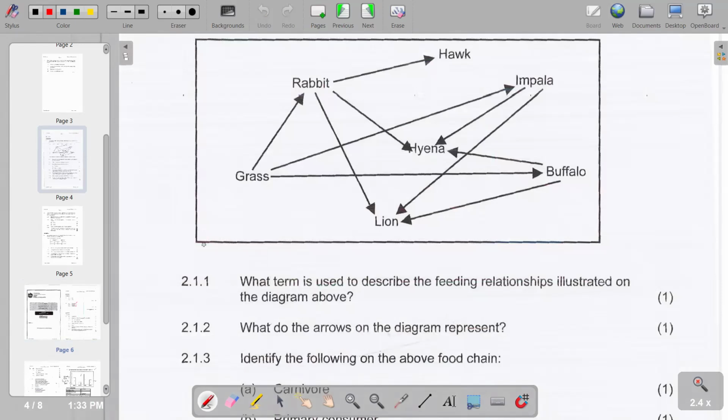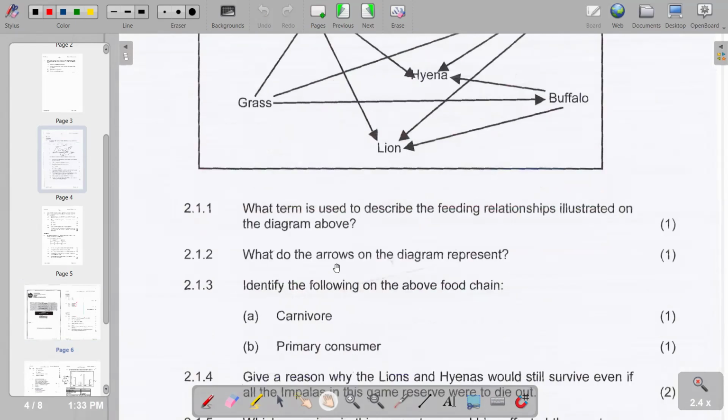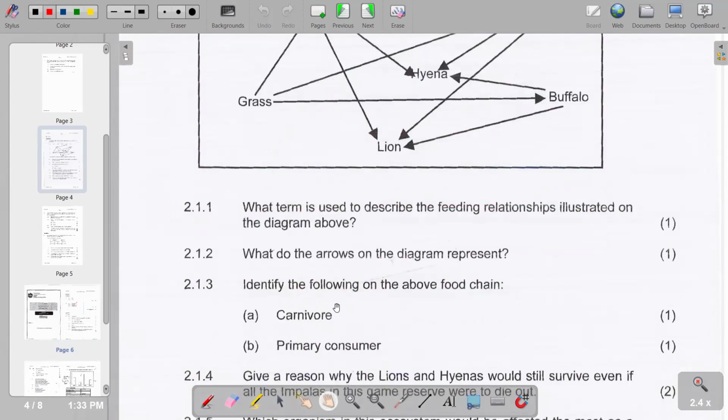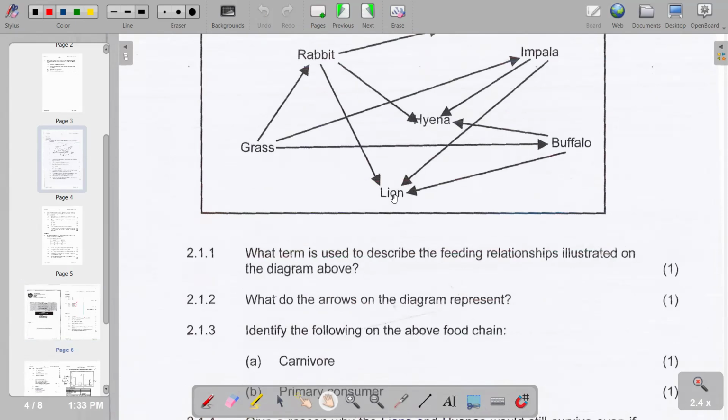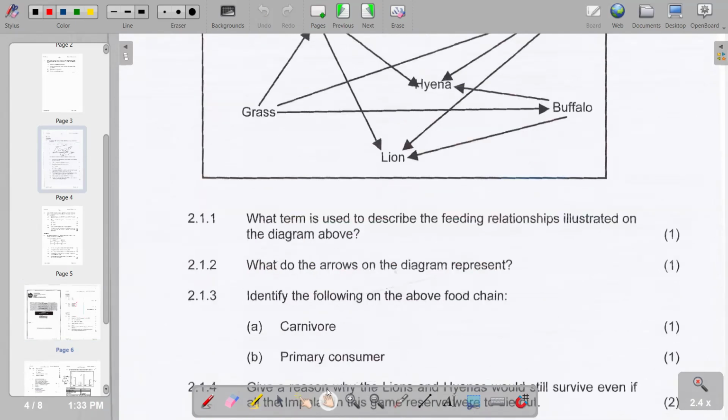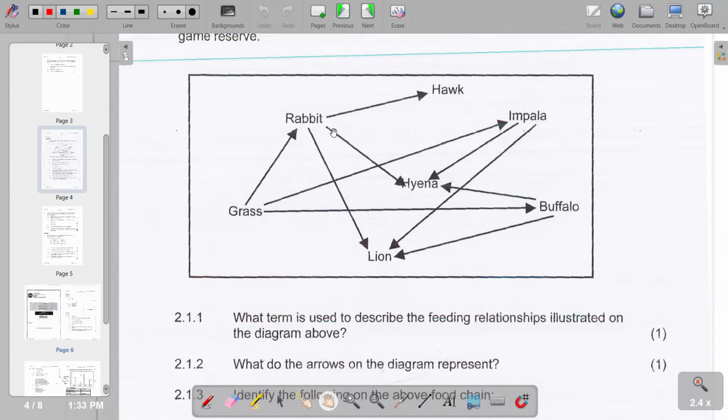Then on the next part, identify the following on the above diagram. Carnivore. The carnivore is obviously an animal that feeds on another animal. We have a hyena and a lion as part of our carnivores. Then we've got a primary consumer, the one that feeds on vegetation. We are talking about a rabbit, impala and also buffalo. So that is what we have.